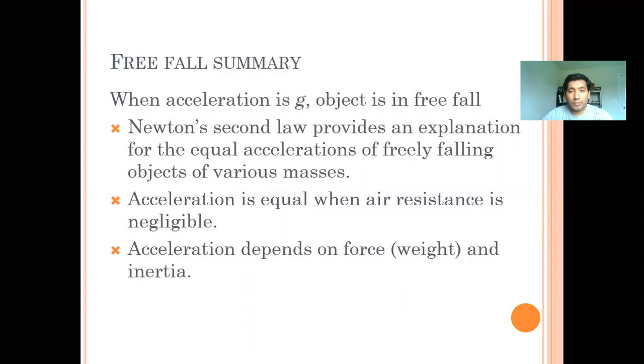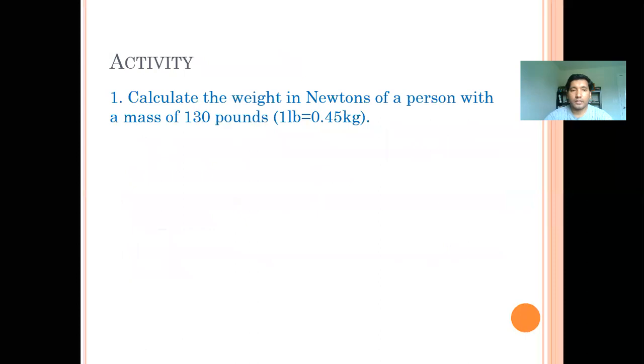Newton's second law provides an explanation for the equal acceleration of freely falling objects of various masses. Acceleration is equal when air resistance is negligible, right? If there is no air resistance, then acceleration will be 9.8. So in that case, that is free fall. Acceleration depends on force and inertia. We already discussed those things. Okay, so there are a few activities.